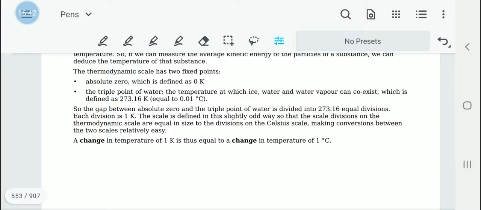So in value form, a rise of 1 Kelvin is equal to a rise of 1 degree Celsius, right? Something like 1 milliliter and 1 cubic centimeter, they are both the same.